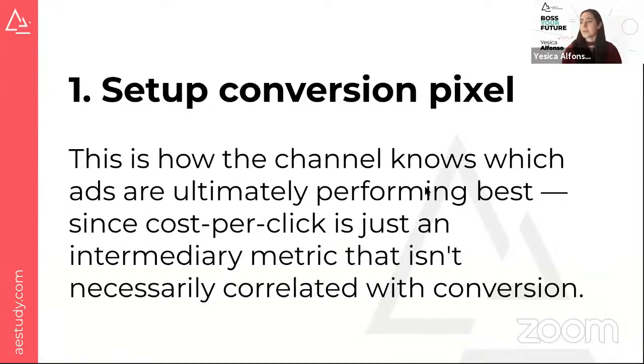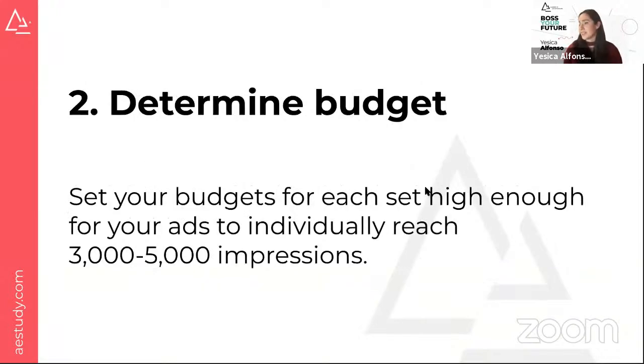The next step is to set your budgets. It says here to individually reach 3,000 to 5,000 impressions and then interpret the data. But I think it's safe to say that if you spend $200 to $500 in your first budget, then you can determine how much it costs for a customer to come in the door. And from there, you can do your forecasting and predictions.